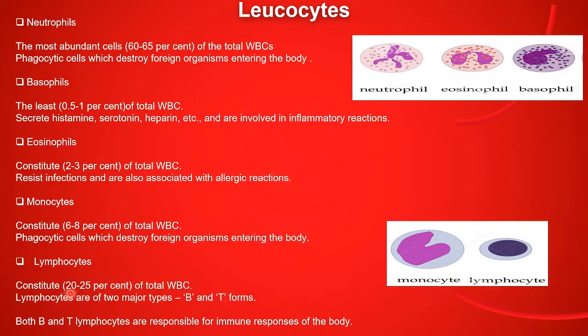Now lymphocytes. These constitute 20 to 25% of total WBC. There are two major types of lymphocytes, that is B lymphocytes and T lymphocytes. Both B and T are responsible for the immune response in the body. So here we have seen these are the agranulocytes.